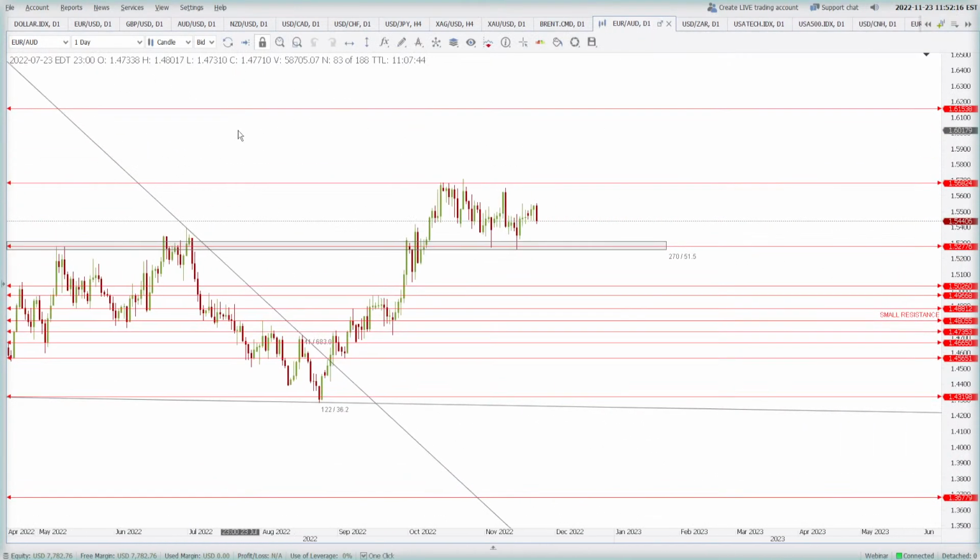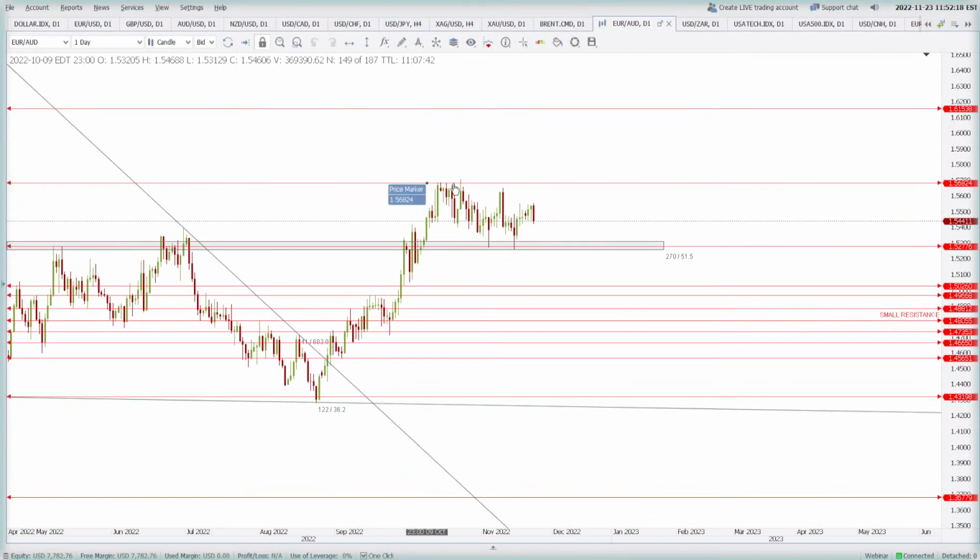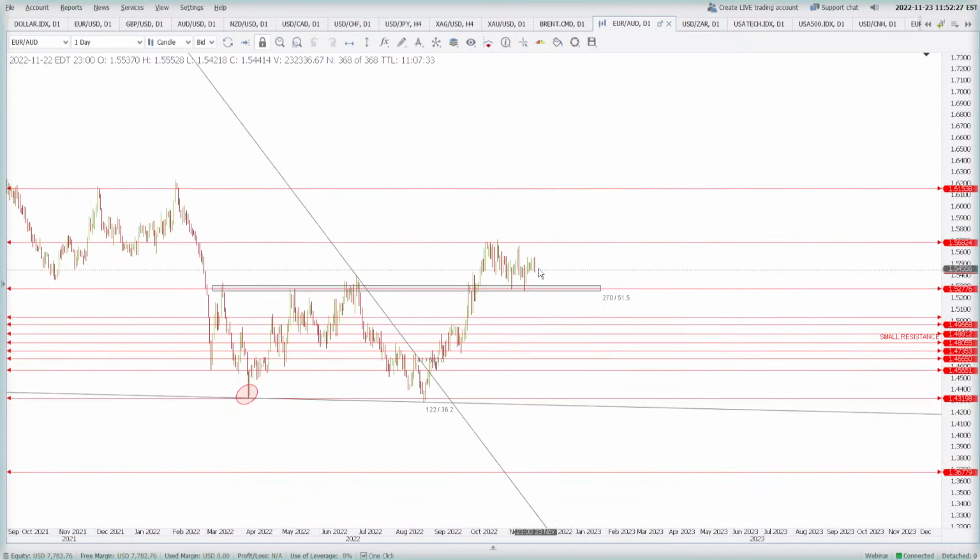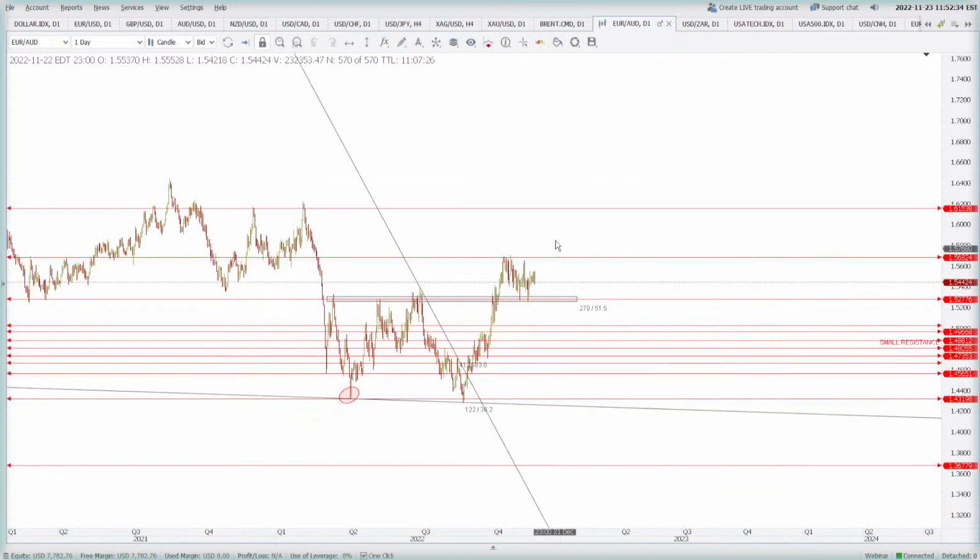Talking about the euro against the Australian dollar, every time the euro goes back to this area, it is a buy. Every time the euro goes back to 1.5682, it is a sell. But I actually see it clearing through 1.5682 towards 1.6153. Okay, sorry.